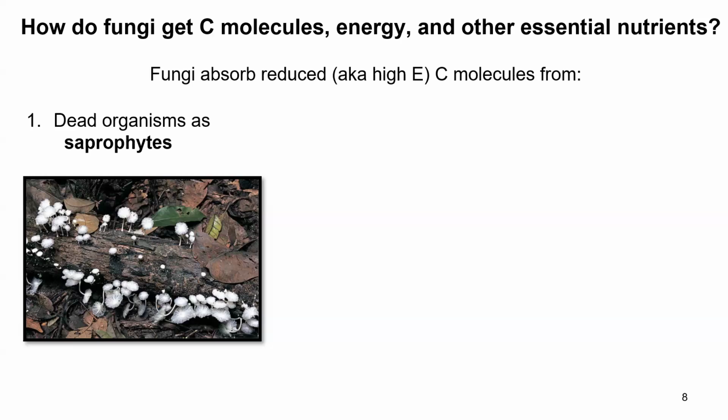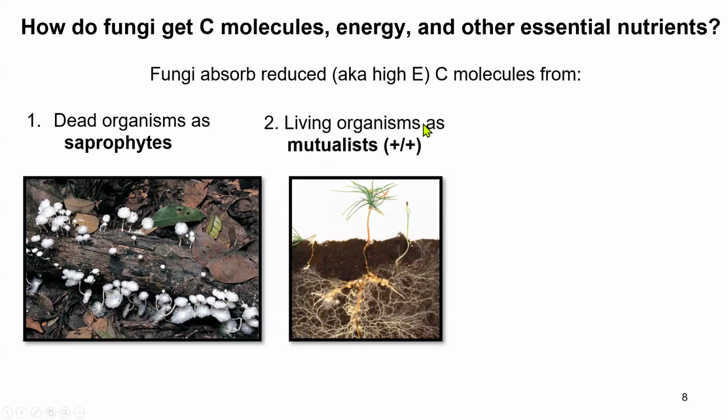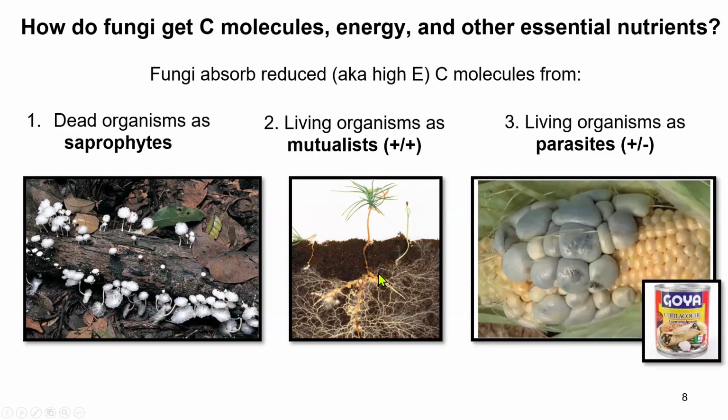They can also live as mutualists, like we learned about with the mycorrhizal fungi that associate with plant roots, where they give nutrients from the soil to the plant roots, and in exchange, they get high energy carbon molecules, aka sugars, from the plant. And they can also live as parasites. So a parasite is a symbiotic relationship where one organism benefits at the cost of the other organism. So it's a detriment to the other organism.